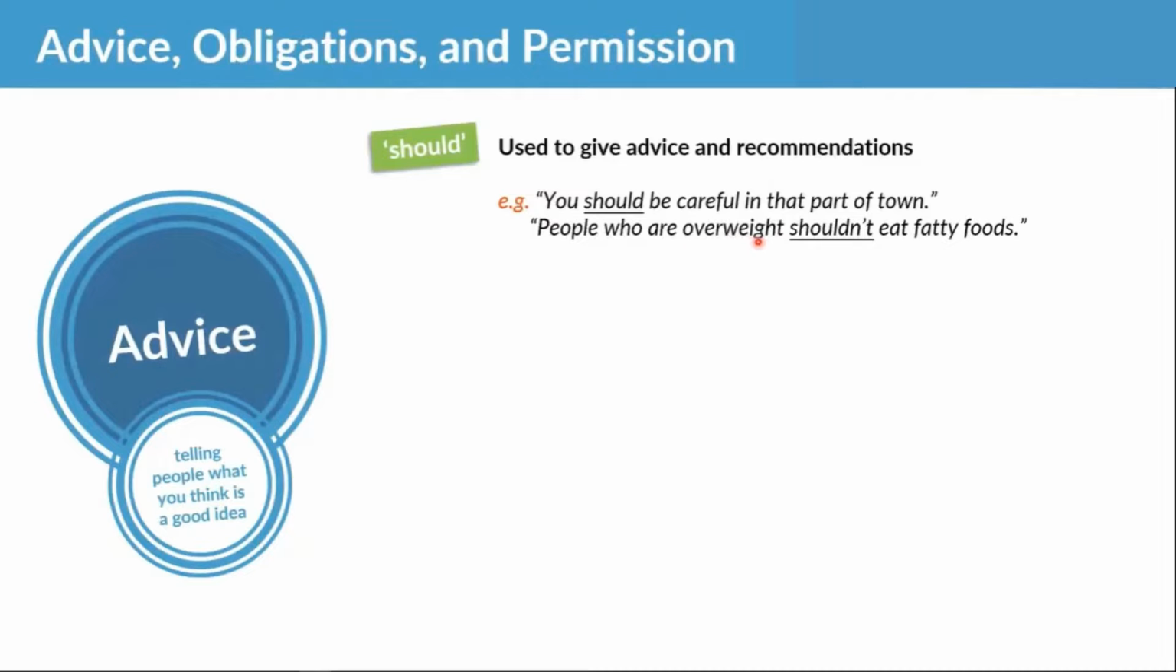People who are overweight shouldn't eat fatty foods. So remember, with modals like this, we can contract them, just like our auxiliary verbs, like have not, am not, do not. We can contract the modals. So should not becomes shouldn't. People who are overweight shouldn't eat fatty foods.